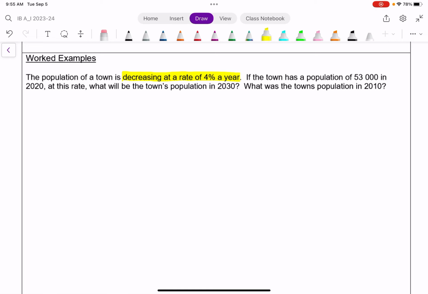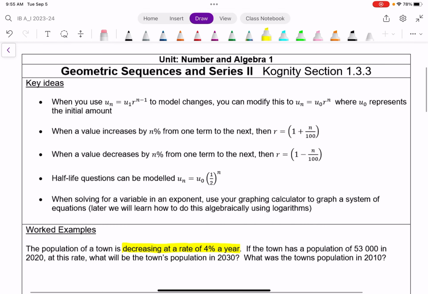And the rate we can think of as our R value, if we think of this as a geometric sequence. And if I go up here, in general, if something is decreasing by a percentage, we can think of our R value being 1 minus the percentage we're losing. And remember, a percentage just means out of 100. Hence, you see this 1 minus n over 100.